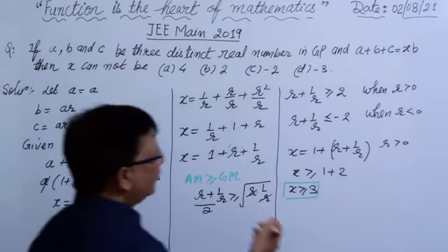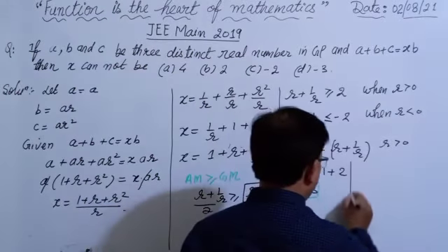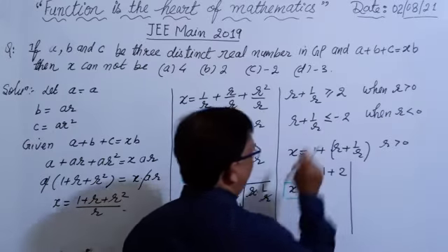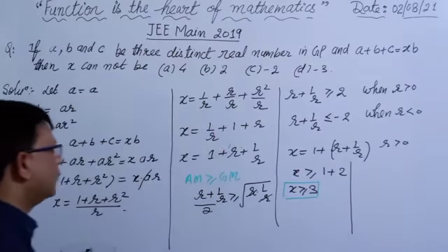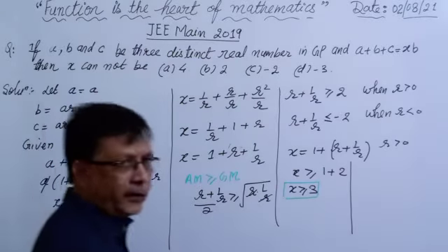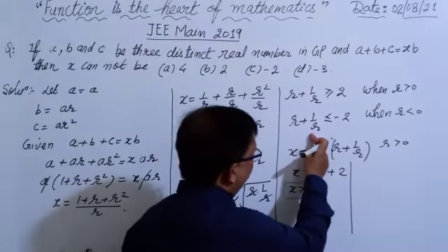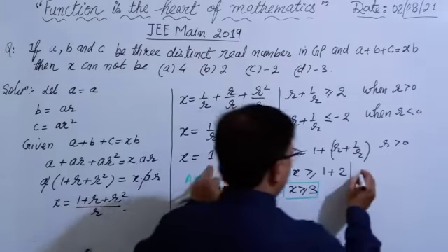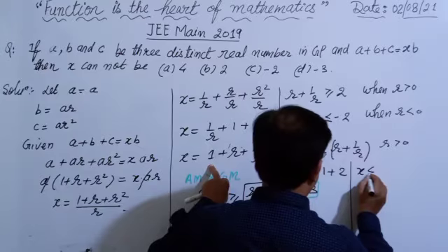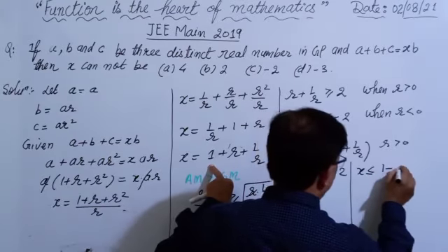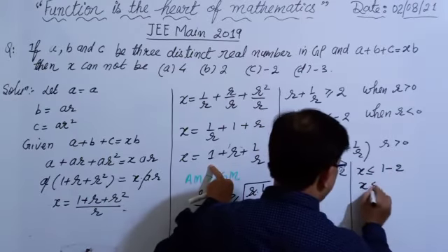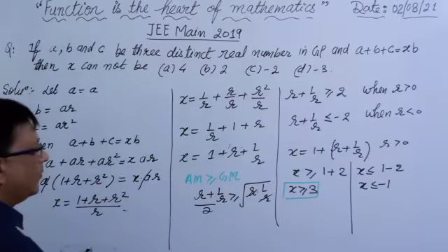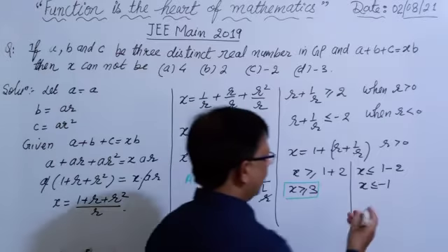Now student, we check this value. When R is less than 0, R plus 1 upon R is less than or equal to minus 2. So this value X is less than or equal to 1 minus 2. It means X is less than or equal to minus 1.